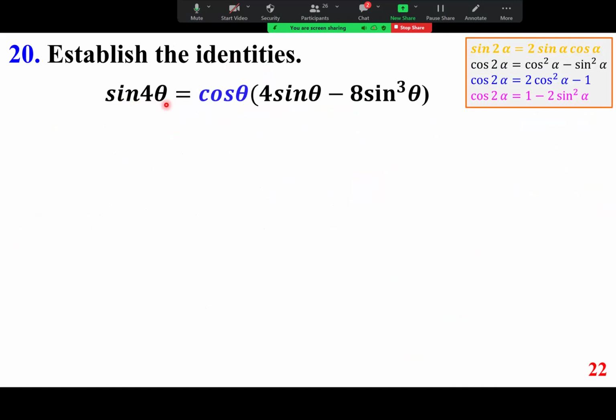Establish the identity. Sine 4 theta is cosine theta times 4 sine theta minus 8 sine cubed theta. There are a couple of different ways of approaching it. I'm going to show you in this case both sides, from the left to right and from the right to left. So from the left-hand side, we are dealing with sine 4 theta. Sine of 4 theta is sine of 2 times 2 theta.